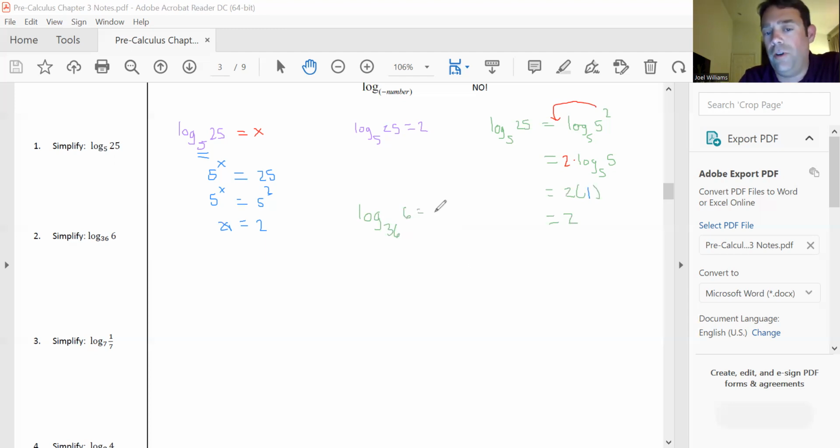So I'm going to set it equal to a variable. My base will stay my base. So 36 stays my base. But now when I go to exponential form, the variable and the number switch. Now I make them have the same base. So 36 is the same thing as 6 squared.